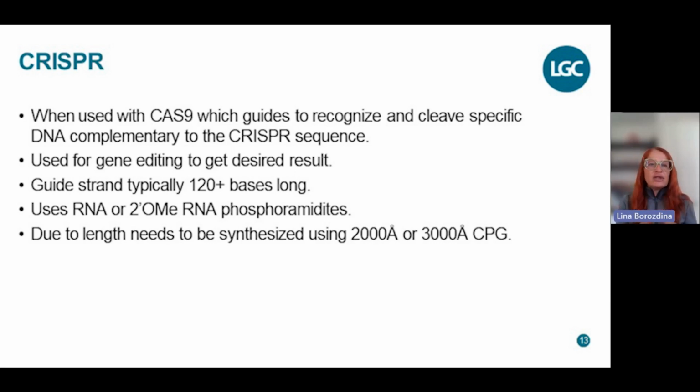It also uses different RNA or 2'-O-methyl phosphoramidites. Due to the length of this particular strand, you would want to use 2000 or 3000 angstrom CPG, for example. So every technology we introduce has specific recommendations for what CPG to use, what angstrom, what reagents, and any additional tricks to the synthesis cycle, modifications, and how to make it.